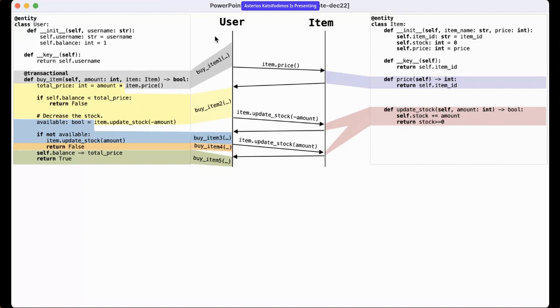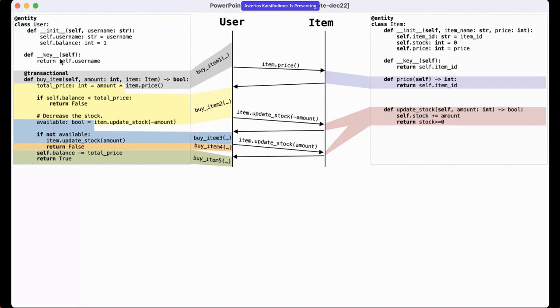So let me tell you the assumptions that we are working with at the moment. First of all, every entity needs a key. Why does it need a key? It needs a key because whenever I need to call that entity and the function on that entity, I need to find where that entity is.